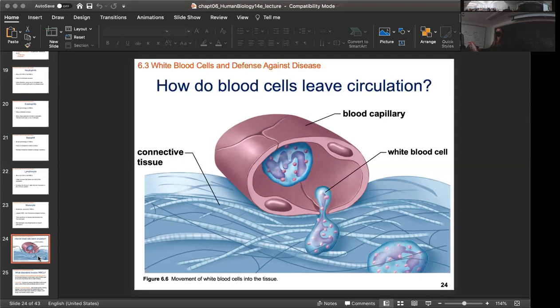If you remember the capillaries, it goes arteries, arterioles, capillaries, venules, veins, and then back to your heart. That cycle we put on the board last week. Your capillaries are that gas exchange. It's also where your blood cells leave circulation to go help in a certain area.